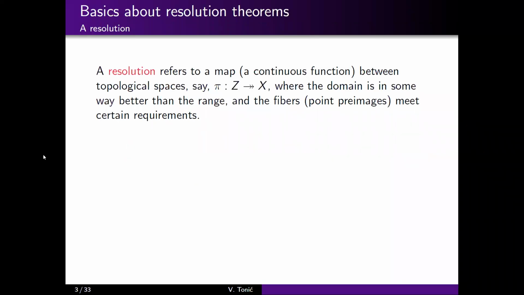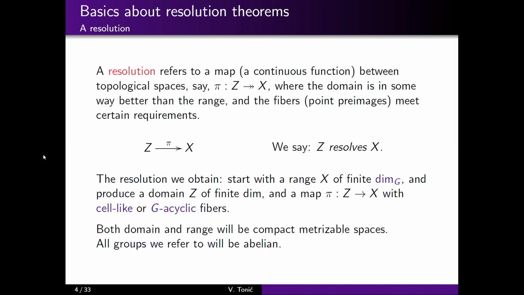First, I'd like to explain the meaning of the word resolution, because it's used in mathematics quite a lot. Here it refers to a map, which is going to be a continuous function for us, between topological spaces where the domain is in some way better than the codomain, and the fibers or point preimages of the map meet certain requirements. You start with the codomain, and then you build a domain with some better properties, and the map between the new domain and the old codomain should have some nice fiber properties.